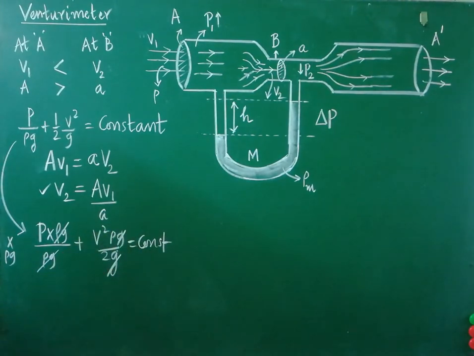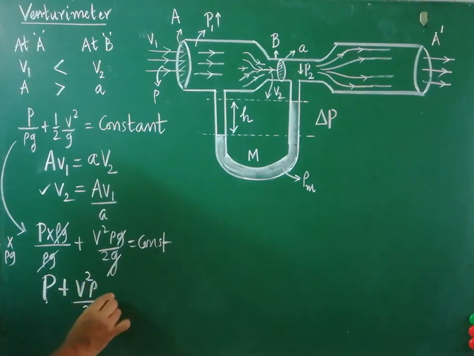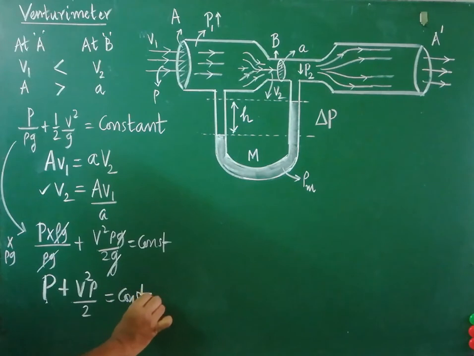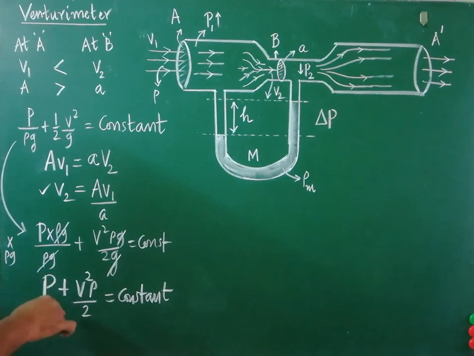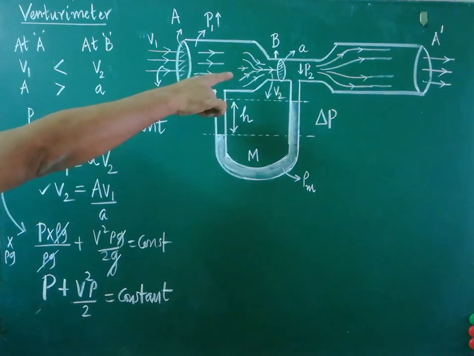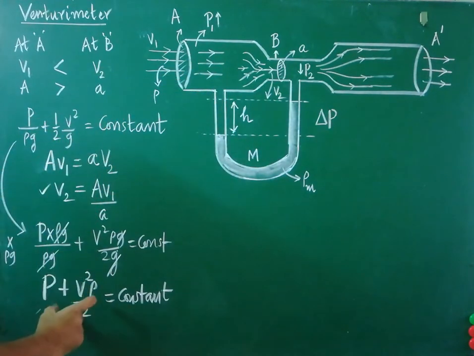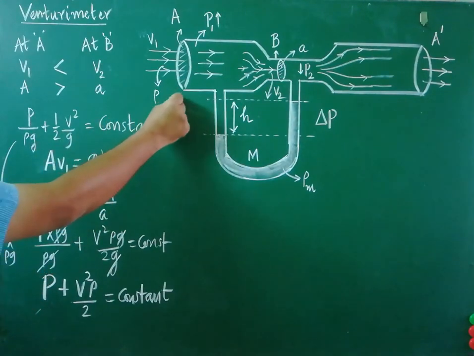So what is the remaining thing? Simply P is there, plus v square rho divided by 2. So you will get the new equation: P plus v square rho divided by 2 is a constant. Now we have derived the Bernoulli's equation according to our convenience. Are you clear? This is the new form of the Bernoulli's equation. Understood? Now we are going to apply the new equation at the end A and also at the end B.